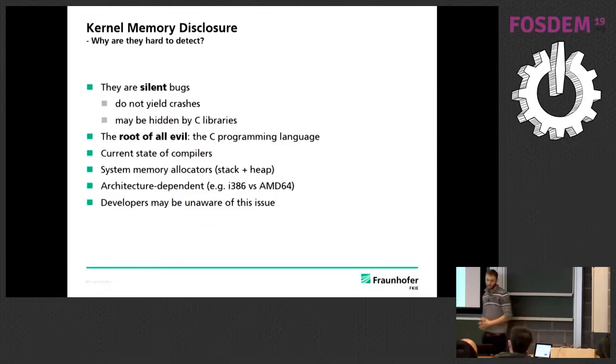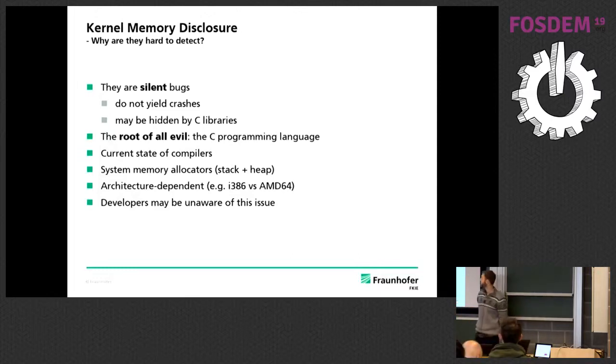So why are those kernel memory disclosures hard to detect? Well, they are silent bugs, so they do not yield crashes. Without a crash, nobody usually will look into it. Maybe these are also hidden behind your C library, because you usually don't talk directly with the kernel via system call in your userland program, and maybe you won't get the leaked bytes through your C library, and nobody will notice. The root of all evil here in the end is the C programming language, and there's no, let's say, safe way to transfer data from kernel across trust boundaries.